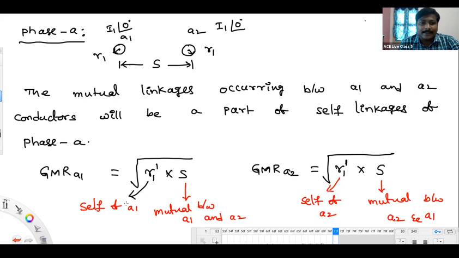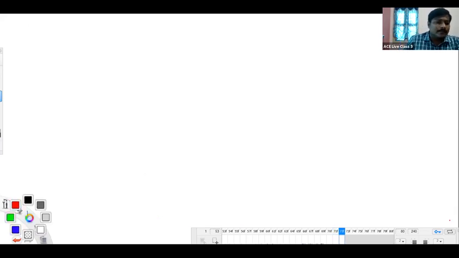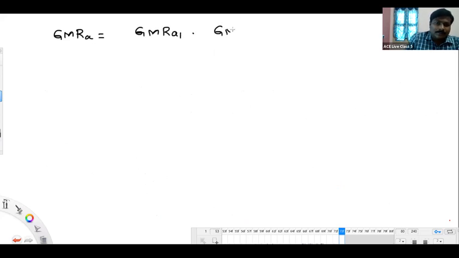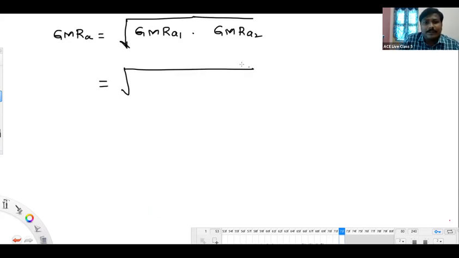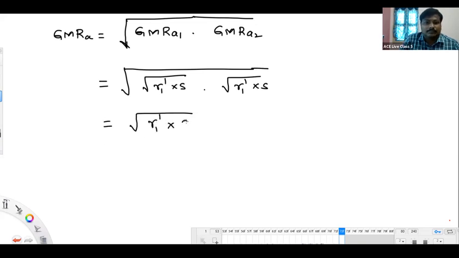Next, let's continue. So after considering this GMR A1, GMR A2, if you take up GMR of the whole phase A, that will be the geometric mean of these two. So GMR of the overall phase A is nothing but GMR of the subconductor A1 multiplied with GMR of subconductor A2 under square root. But you know already both GMRs are equal. Of course, you will get the same one. So it is root of R1 dash into S multiplied with root of R1 dash into S, right? So it will come to be square root of R1 dash into S. That is nothing but GMR of any one of the subconductor.